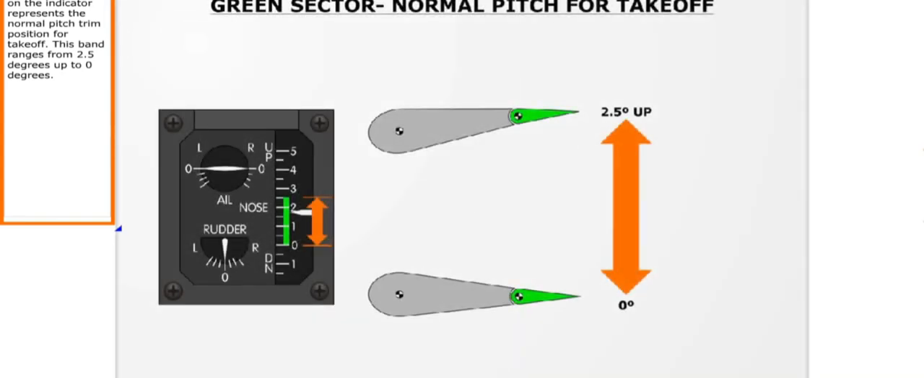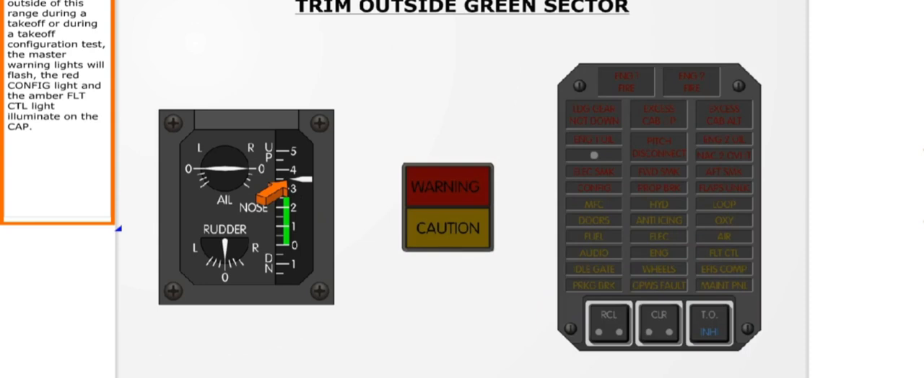The green band on the indicator represents the normal pitch trim position for takeoff. This band ranges from 2.5 degrees up to 0 degrees. If the trim is outside of this range during a takeoff or during a takeoff configuration test, the master warning lights will flash, the red configuration light and the amber flight control lights illuminate on the crew alerting panel.